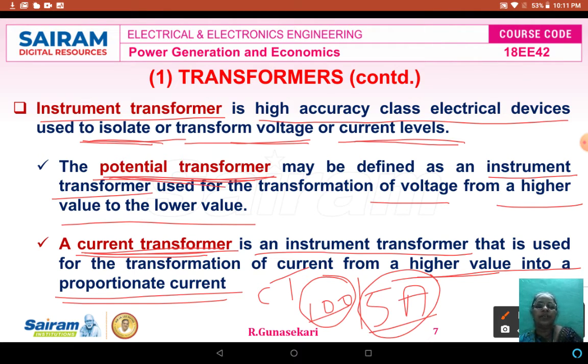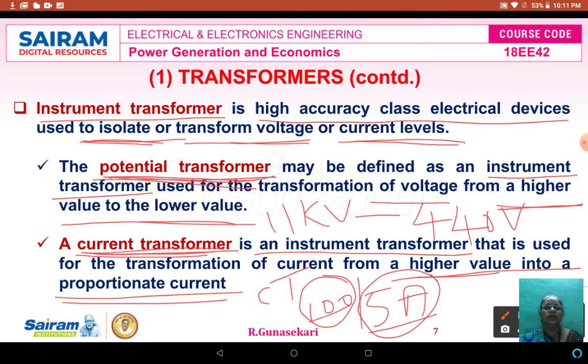But in the potential transformer, what? High voltage value to lower value only. For example, 11 kV is the higher voltage, and the lower value is 440 volts. Okay, this is the potential transformer.